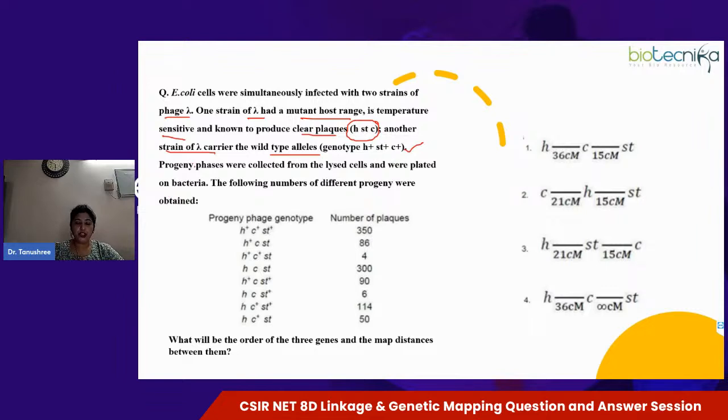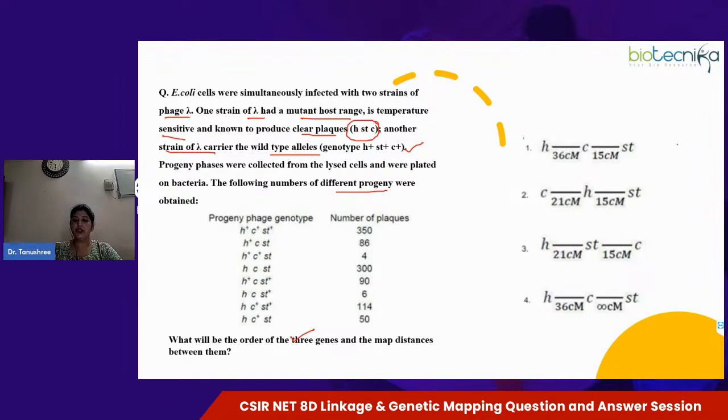The progeny phages were collected from the lysed cells and were plated on bacteria. The following numbers of different progeny were obtained. You can see a data table is given where the progeny phage genotypes and the number of plaques are mentioned. You have to find the order of the three genes and also map the distance between them.